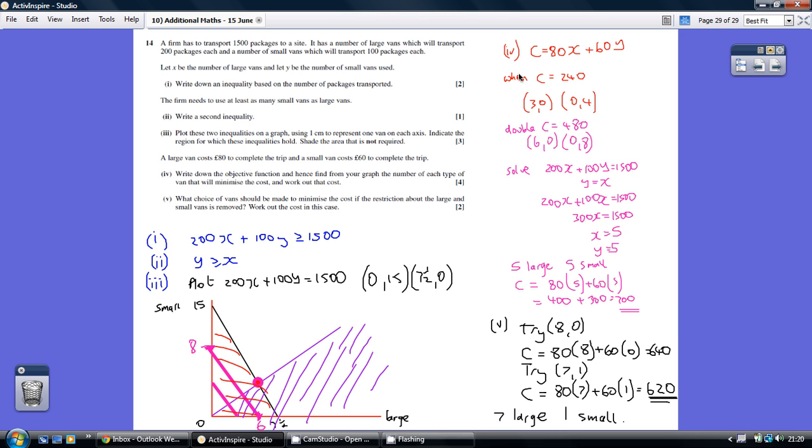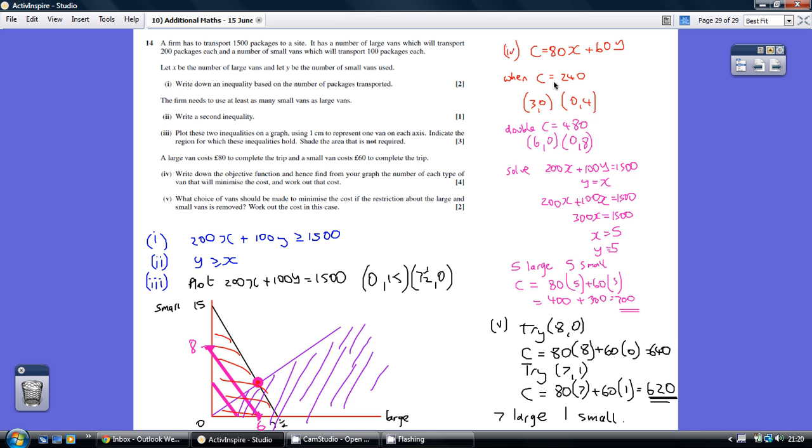Now for part 4, our cost function is this. Our cost is £80 per each large lorry and £60 for each small one. We need to minimize this, so we need to plot a number of cost lines just to establish a cost function moving out, and just using a ruler we can move out and see what we hit first.